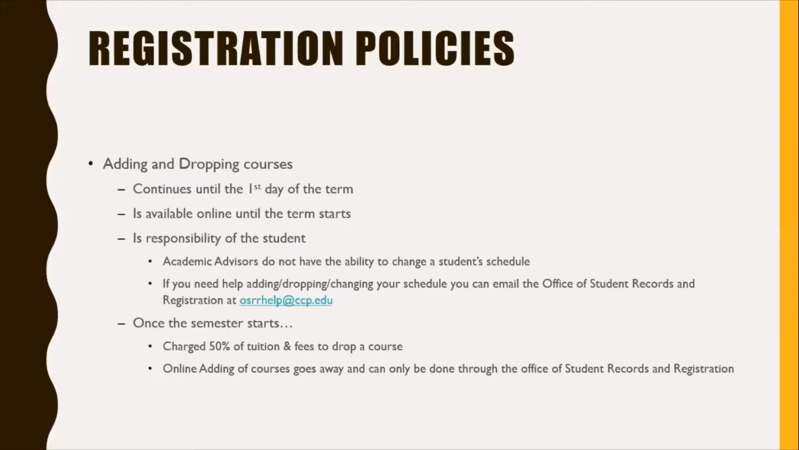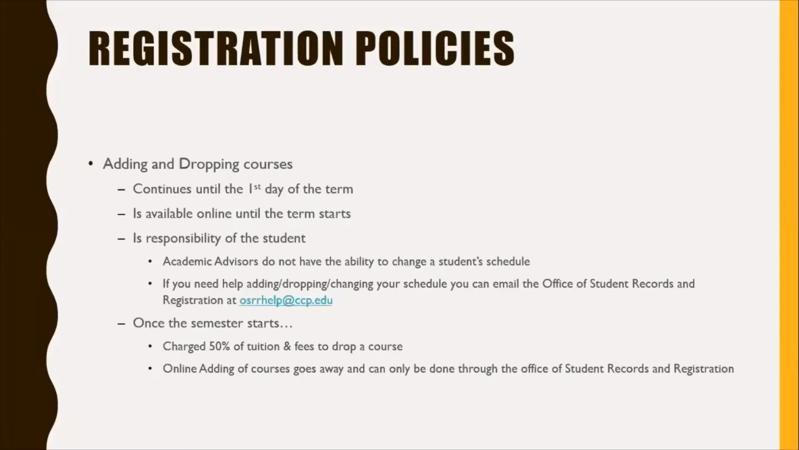If you need help adding or dropping courses or making changes to your schedule, you can email the Office of Student Records and Registration at osrrhelp@ccp.edu. It's very important to recognize once the semester starts, if you choose to drop a course, you will be charged 50% of the tuition and fees. If you need to add a course, you can no longer do this online, and you can only do this through the Office of Student Records and Registration.